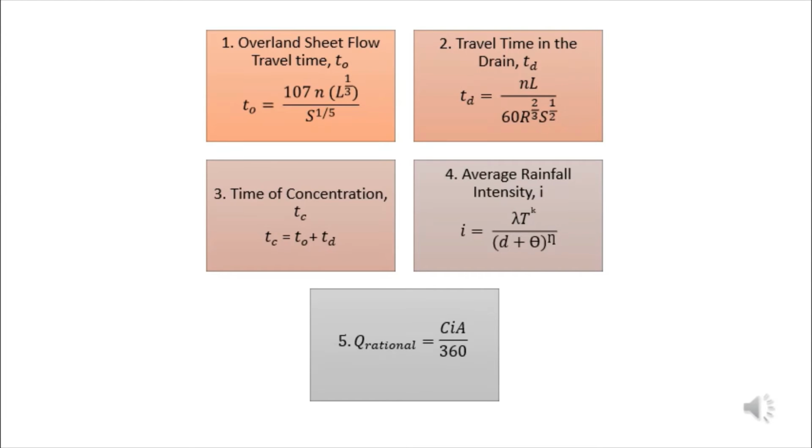Now these are the formulas we use in our project calculation. The first one is the overland sheet flow travel time, which is T0. The second one is the travel time in the drain, TD. The third is the time of concentration TC, which is T0 plus TD. The fourth is the average rainfall intensity I. And fifth is the Q rational, which is C average times I times A over 360.